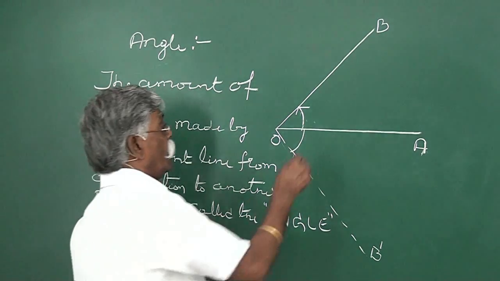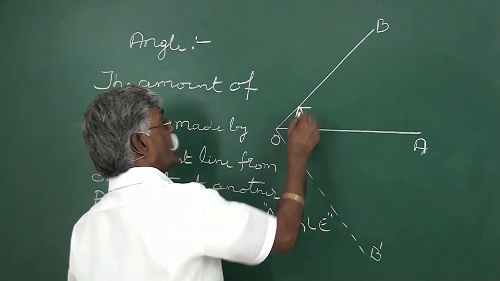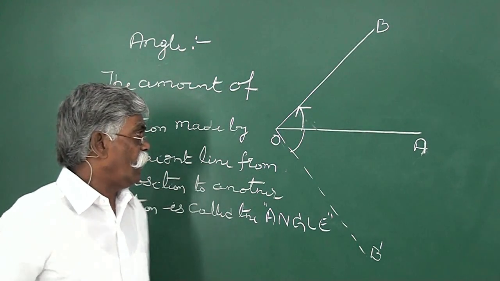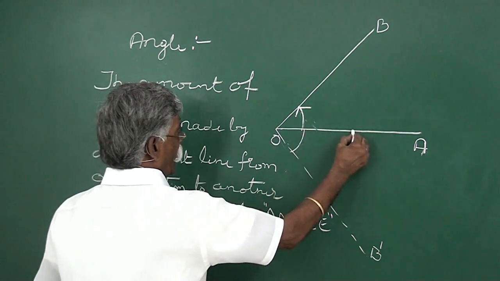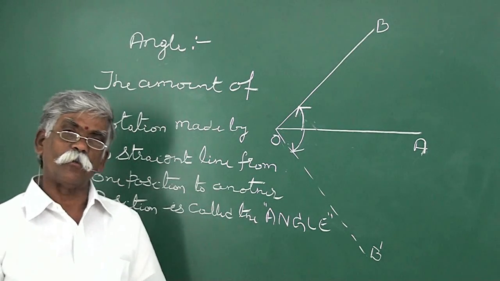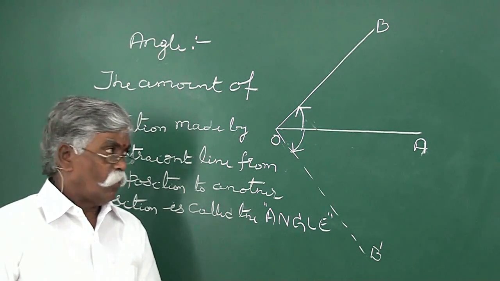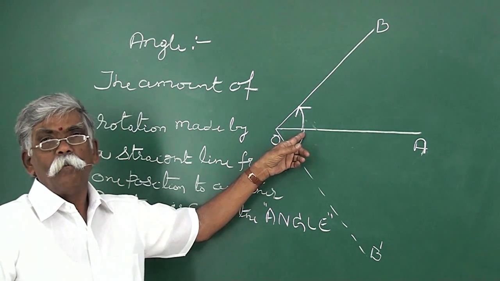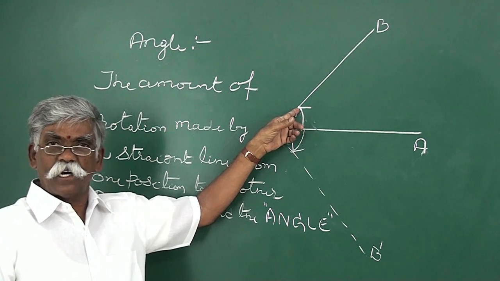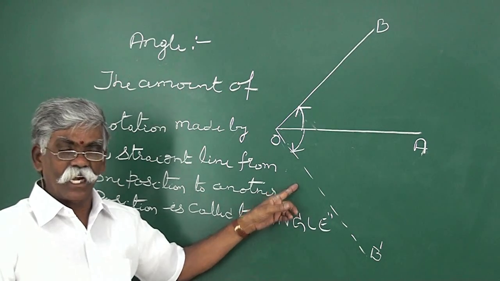Further, if this straight line is moved in the anti-clockwise direction, the angle is considered to be positive, and when this straight line is moved in the clockwise direction, this angle is to be considered as negative. So the angle made in the anti-clockwise direction is positive, and the angle made in the clockwise direction is negative.